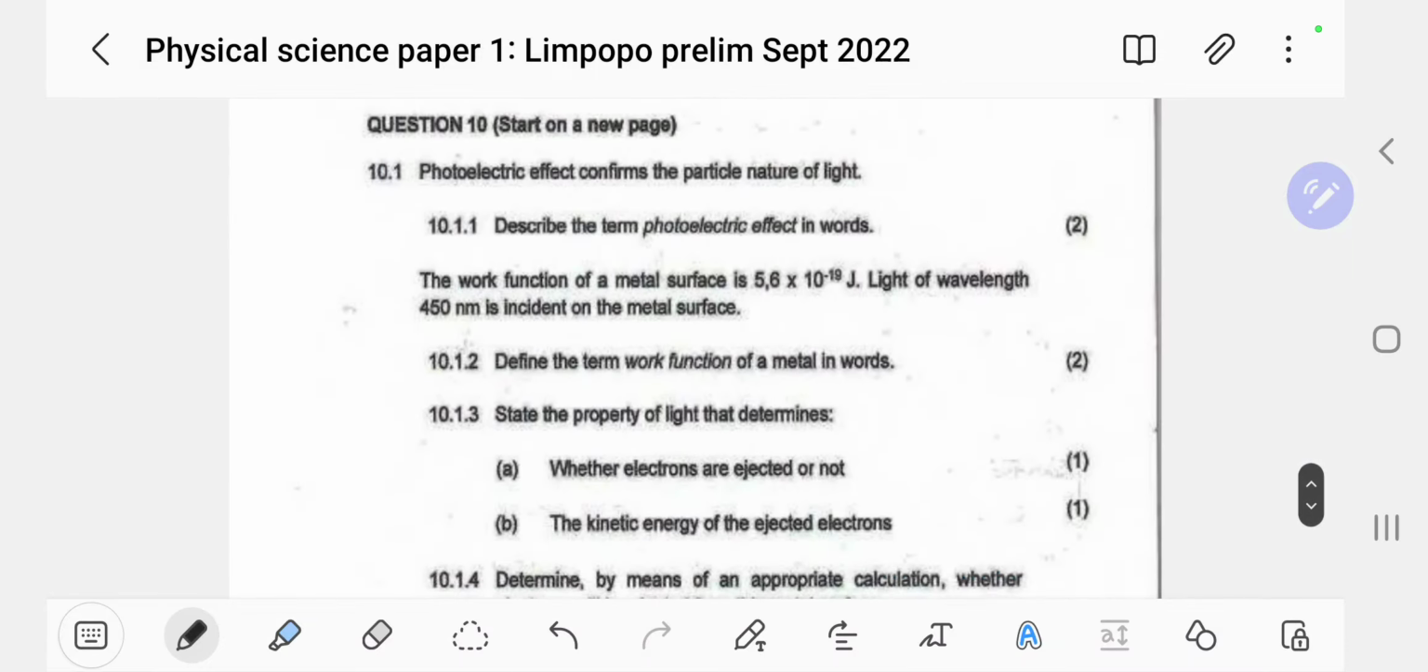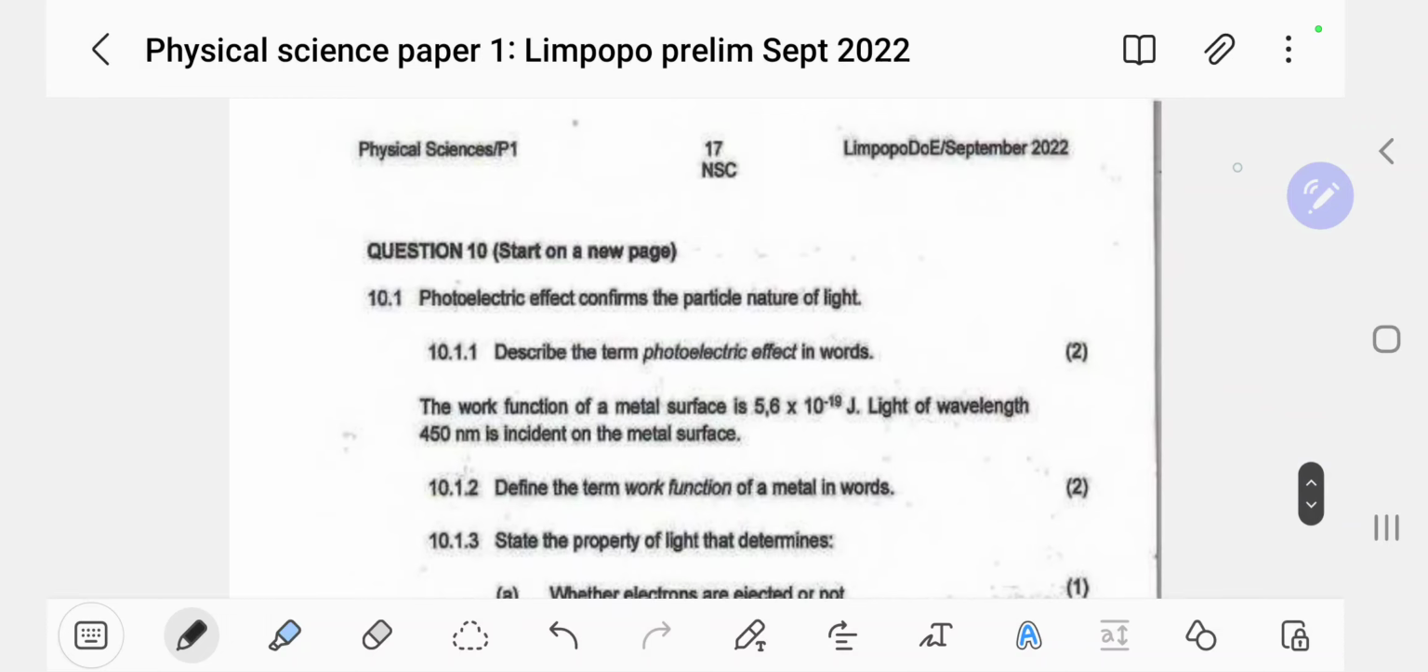Okay, let's do the last one as quickly as we can. At least we didn't lose so much time. 10.1, it's photoelectric effect. They say now the photoelectric effect confirms the particle nature of light. Describe the term photoelectric effect in words. Now this time, you're not going to be using symbols here. You're going to have to use words.